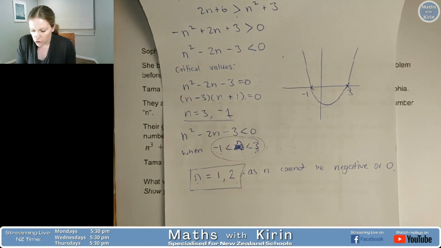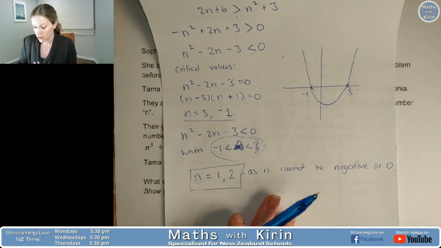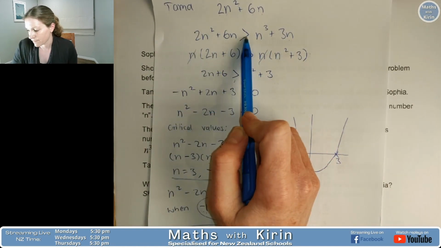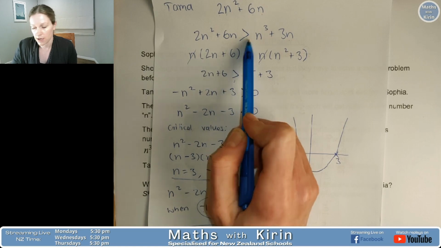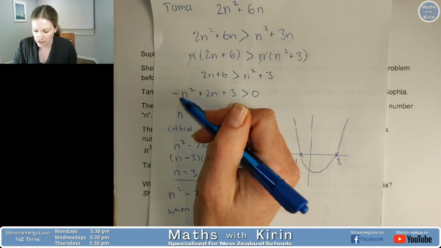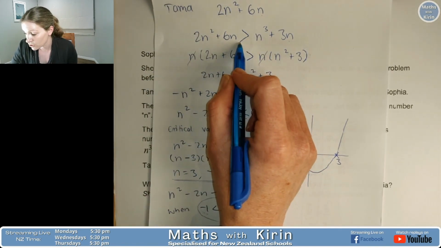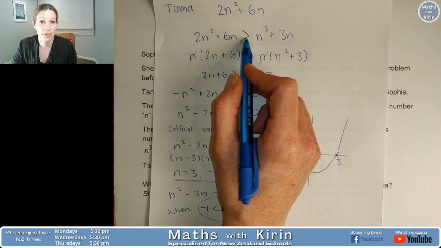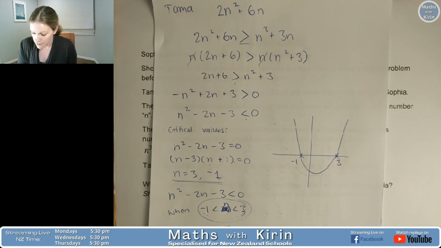For achieved, you correctly write the equation or the inequation for both Sophia and Tama. So you get this far. We can have a greater than sign. If you write them the other way around, you might have a less than sign. You might have a greater than or equals to sign, or you might even just have an equal sign in there. Any of those things will be fine to get you achieved.